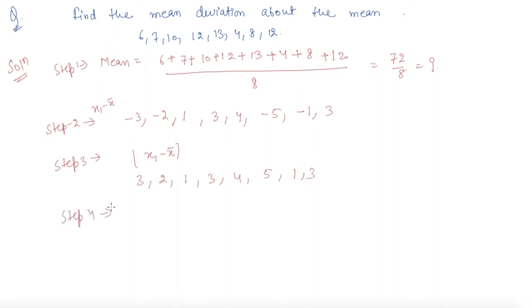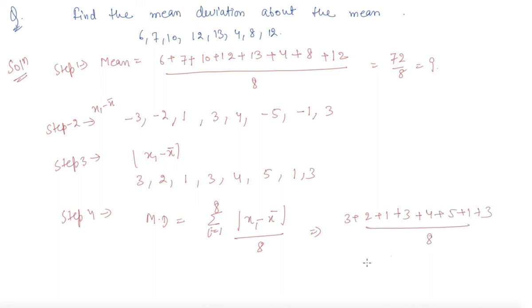Now step 4 is, students, we will find the mean deviation, which is summation i equals 1 to 8 in this case, because the number of observations we have is 8. So the formula is 3 plus 2 plus 1 plus 3 plus 4 plus 5 plus 1 plus 3 upon the number of observations, which is 8. So this comes out to be 22 by 8, which is 2.75. So the mean deviation from the mean is 2.75. These are the steps that we need to follow to find the mean deviation about the mean. I hope, students, now you can easily find the mean deviation. In the next lecture, we will find mean deviation about median and continuous frequency distributions.